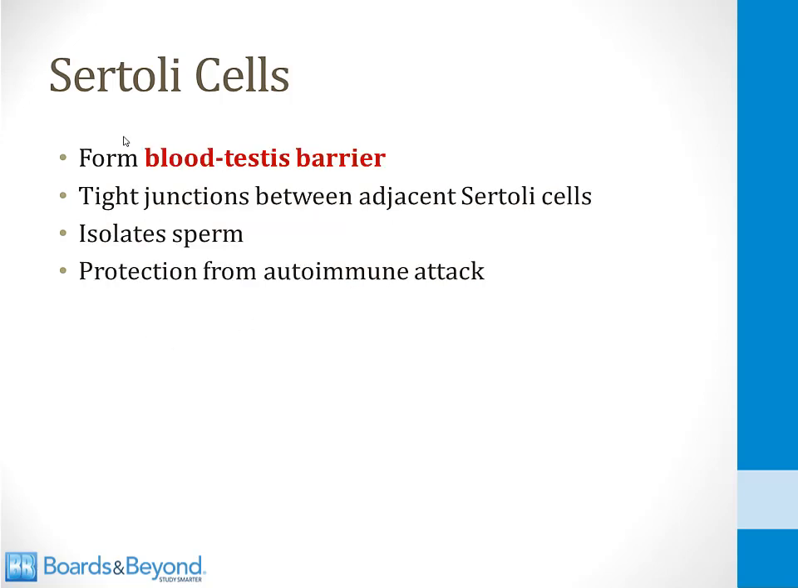In that picture I showed you before, we saw a seminiferous tubule with Sertoli cells around the periphery, and they form a tight barrier to isolate the sperm cells. This is called the blood-testis barrier. The tight junctions between adjacent Sertoli cells form this barrier. It isolates the sperm, and it protects them from autoimmune attack from the body.